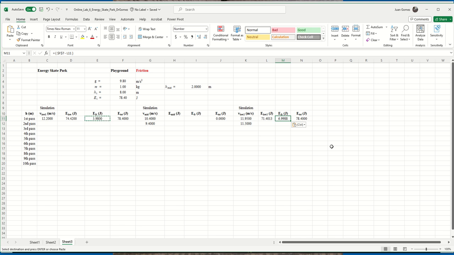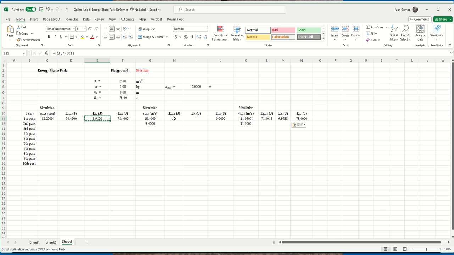And notice, just as a check, it lost 3.98 joules of friction as it approached the first low point. Then it lost almost 7 joules of friction. It's lost 7 joules due to friction after it's gotten to the second low point.